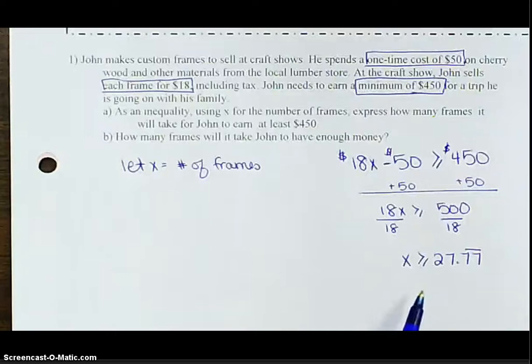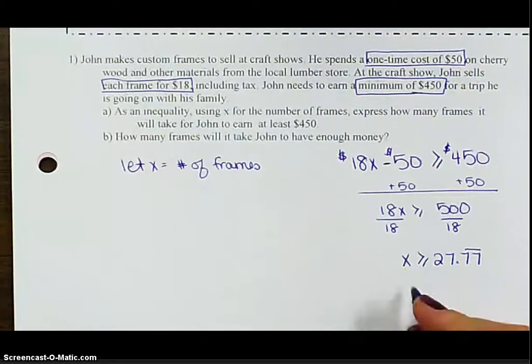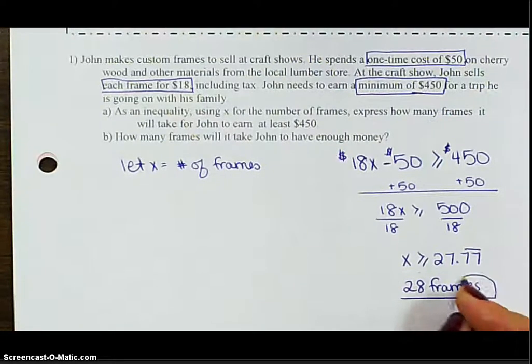Now, the question says, how many frames will it take for John to have enough? Well, x has to be greater than or equal to 27.7. So how many frames will he have to do in order to be greater than? Well, he's going to have to make 28 frames. And we've solved our inequality word problem.